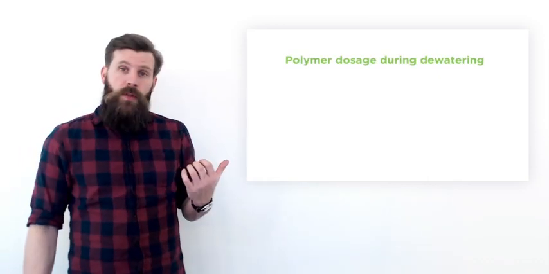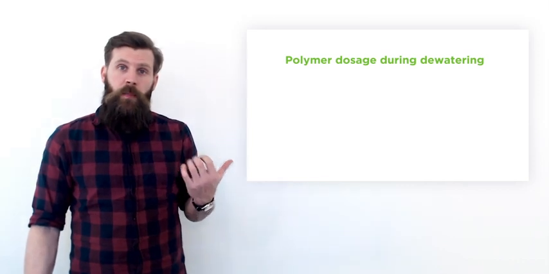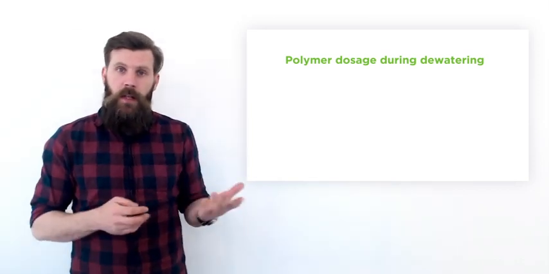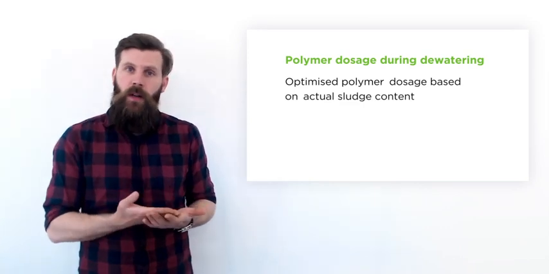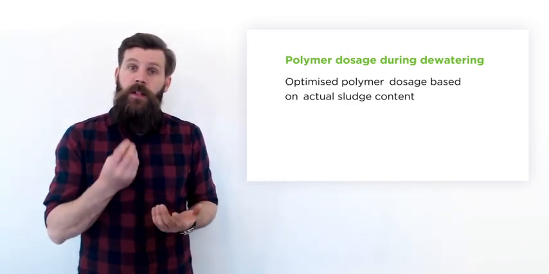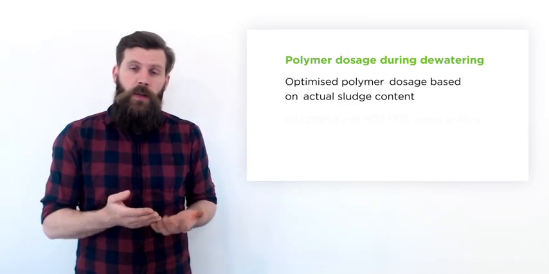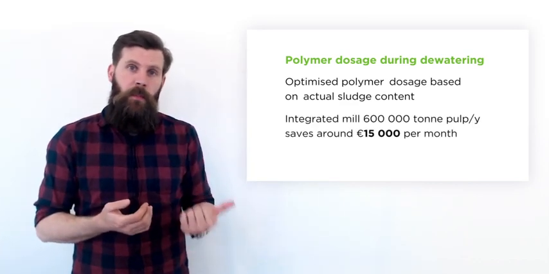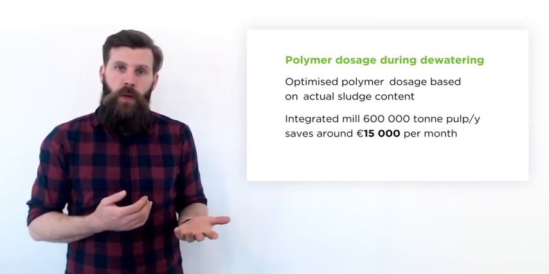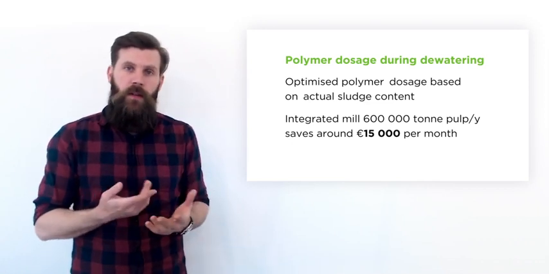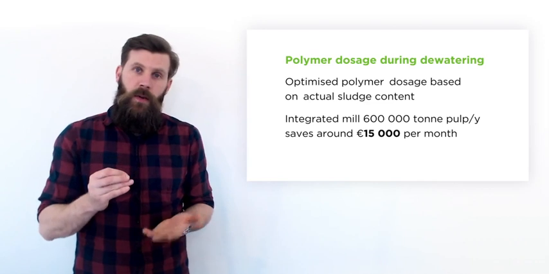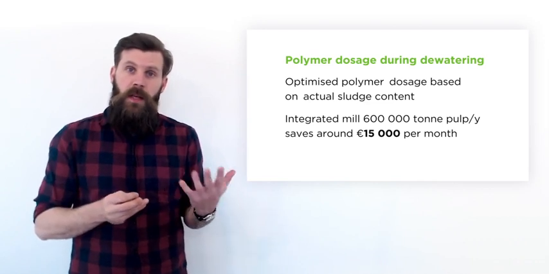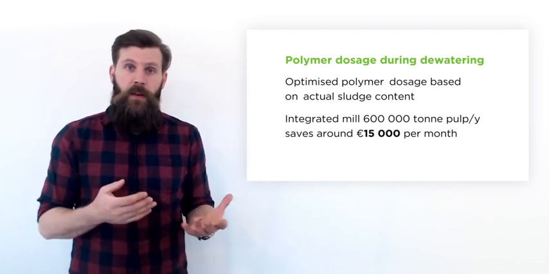For dewatering sludge, where you add polymers, together with the integrated mill here in Sweden, we investigated that if you're adding polymers based on your actual sludge content at any given time, you can save up to 15,000 euros per month on polymers only. And then you do not calculate on the benefits you get from a consistent, stable sludge content. What does that mean for the screw presses or other equipment.